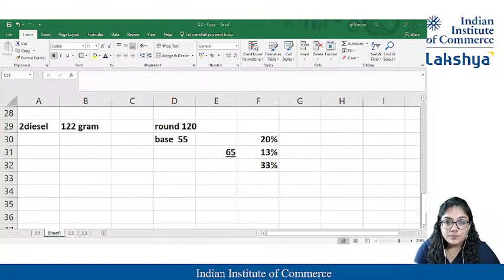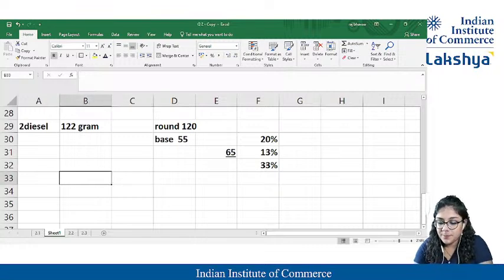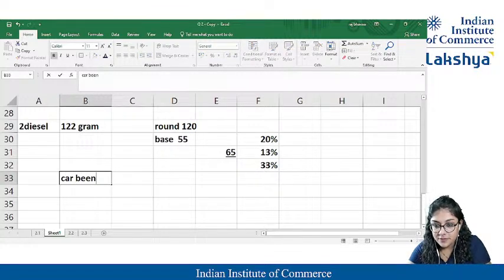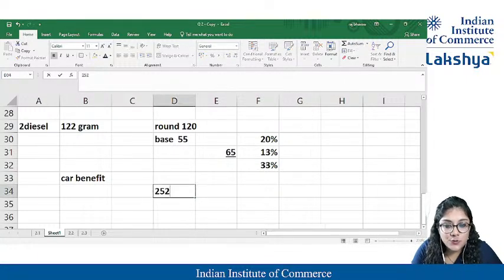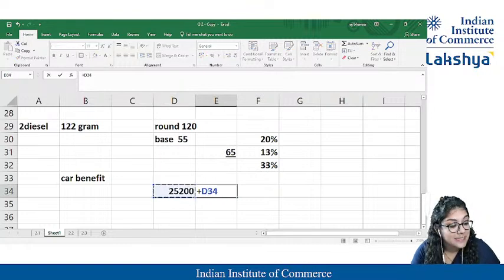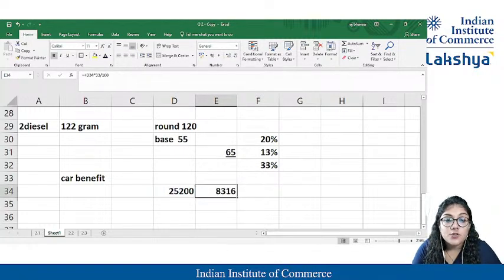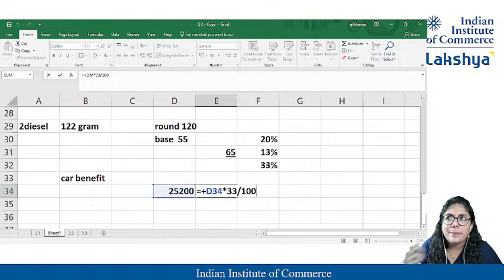First of all, it's 25,200, isn't it? So I can write car benefit. I'm getting a car benefit of 25,200, on which 33% is the tax rate which I have to pay. So maybe 8361. But students, we know I have been in employment for the whole year.